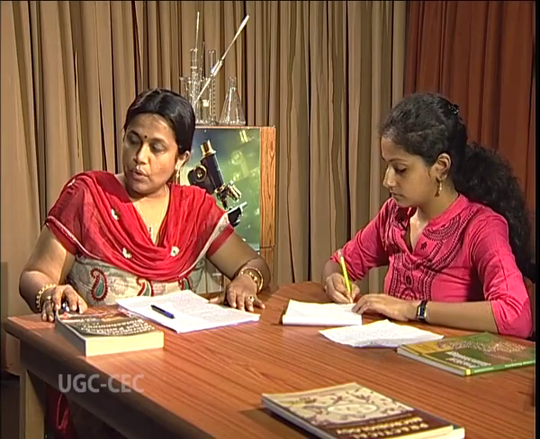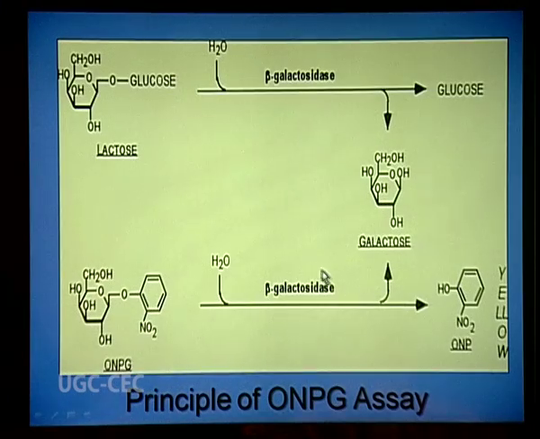So the amount of orthonitrophenol is directly proportional to the amount of breakdown of ONPG, or in other words, the amount of beta-galactosidase that is getting synthesized by induction of the Lac operon.